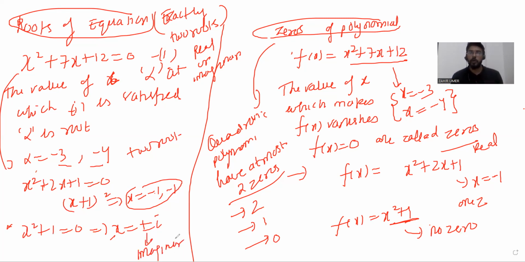So in case of a quadratic equation, the roots are always exactly two, which may be real or imaginary. And in case of polynomials, zeros are different and roots are different. That is the basic difference between zeros and roots. Simply, if we talk about polynomials, it is called zeros, and if we talk about equations, it becomes roots. And roots may be real or imaginary, but the zeros of polynomials are always real.